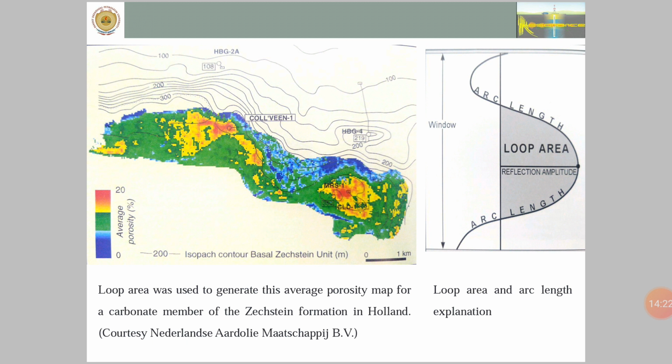Loop area talks about reflection amplitude. We can see here that the amplitude is maximum and a window has been considered, which is a time window. So it can be done on a depth window or on a two-way time window. The maximum amplitude is utilized to understand the energy spectrum also, because the square of amplitude will give you the energy contained in these reservoirs.